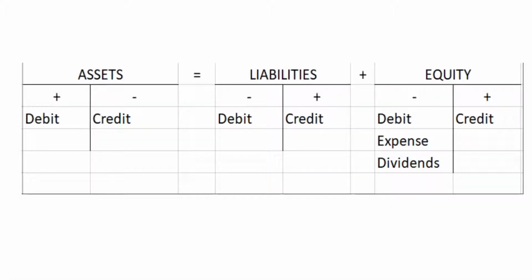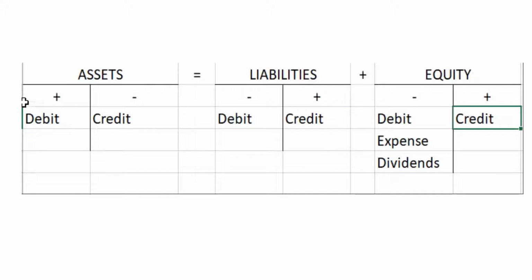I would like to demonstrate an easy way to remember debits and credits. Remember your accounting equation, assets equals liabilities plus equity? Well, once you draw that equation, all you have to do is just put plus minus for assets, minus plus for liabilities, and the same thing for equity. Debit, credit, debit, credit, debit, credit.